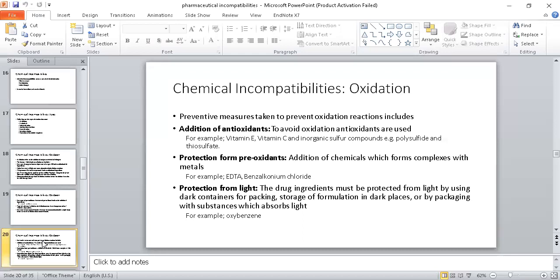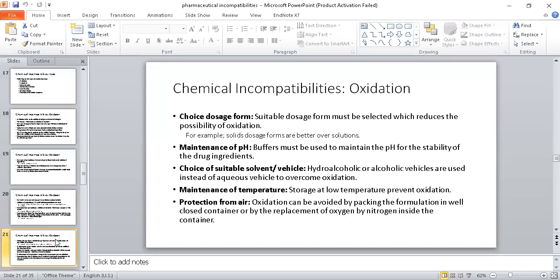Protection from light. The drug ingredients must be protected from light by using dark containers for packing, storage of formulation in dark places, or by packaging with substances which absorb light, for example, oxybenzone. Choice of dosage form also matters. A suitable dosage form must be selected which reduces the possibility of oxidation. For example, solid dosage forms are better than solutions.